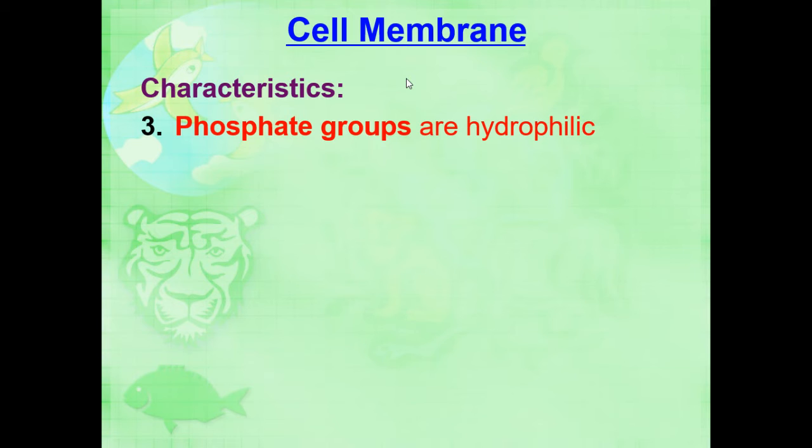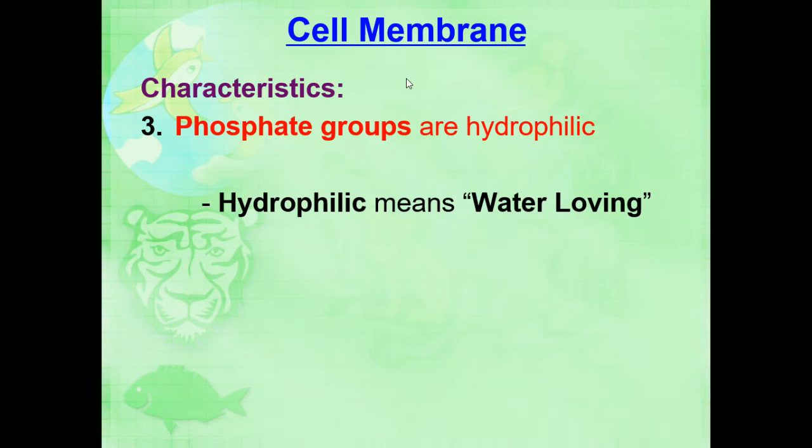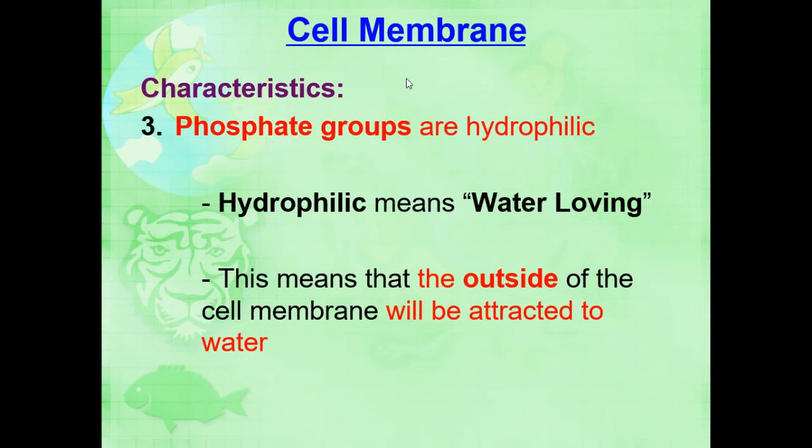Again, anything in red is what you're writing down. So the phosphate groups are hydrophilic, and that means water-loving. If you don't know what hydrophilic means, you may want to write down that it's water-loving. This means that the outside of the cell membrane will be attracted to water.